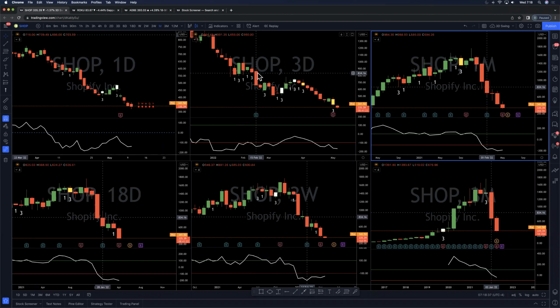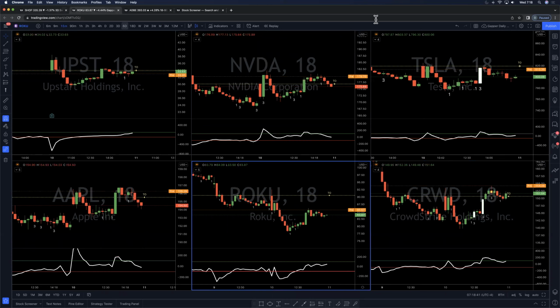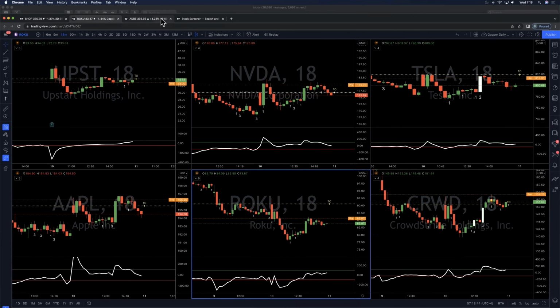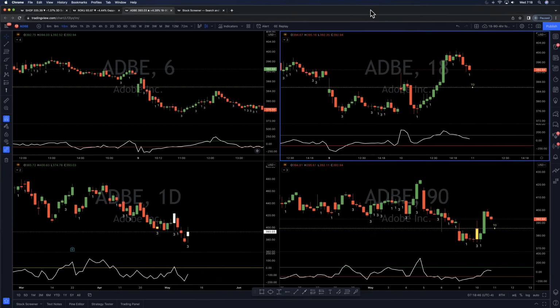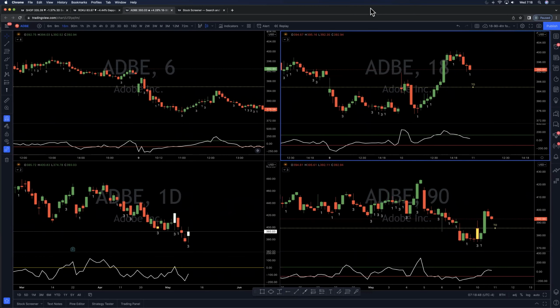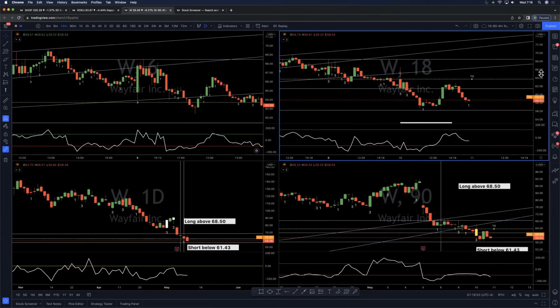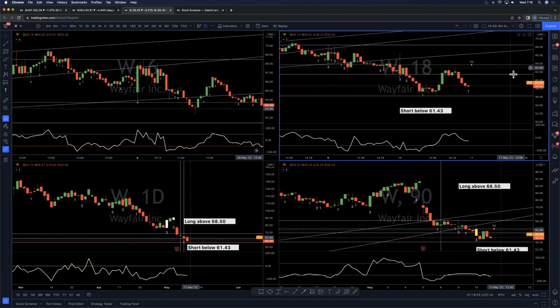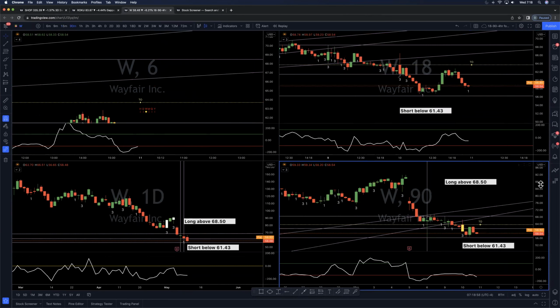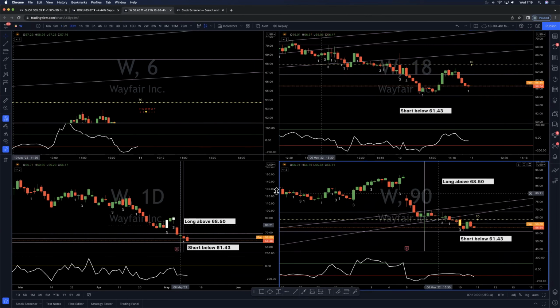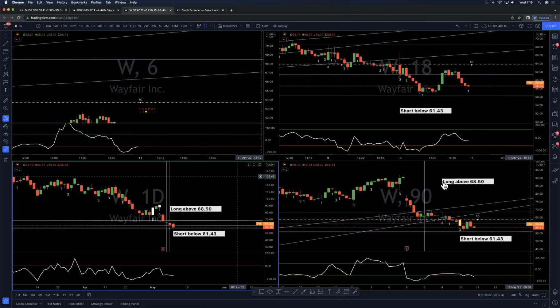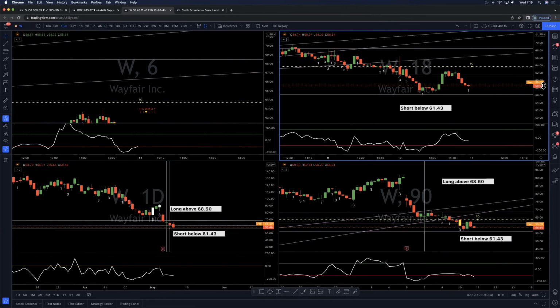So yesterday we had a couple trades. We charted out Wayfair yesterday as our trade for the day. It was on my gapper list. There were a few other gappers we'll talk about that I didn't trade, but this was one we charted.